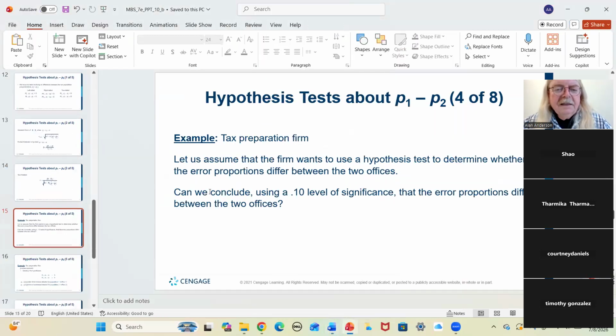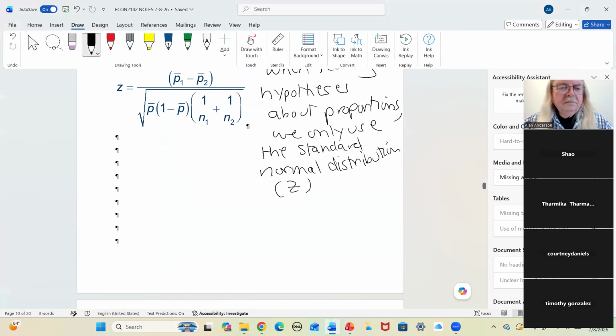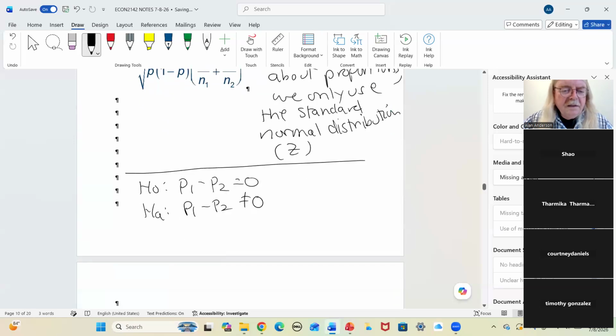All right. So there's the tax firm. We want to test the hypothesis that the error proportions differ between the two, which means that it is a two-tailed test using the 10% level of significance. Alpha is 0.10.